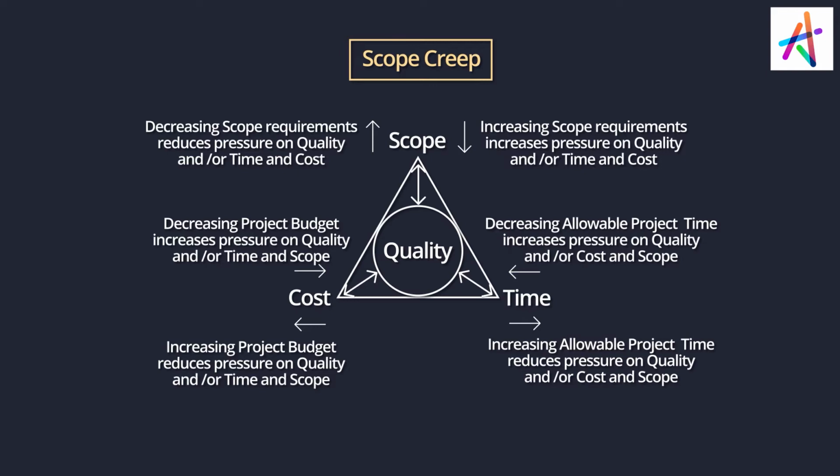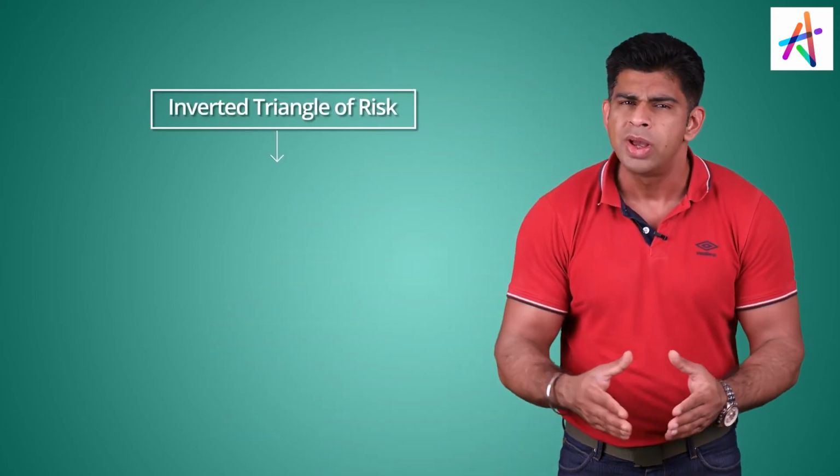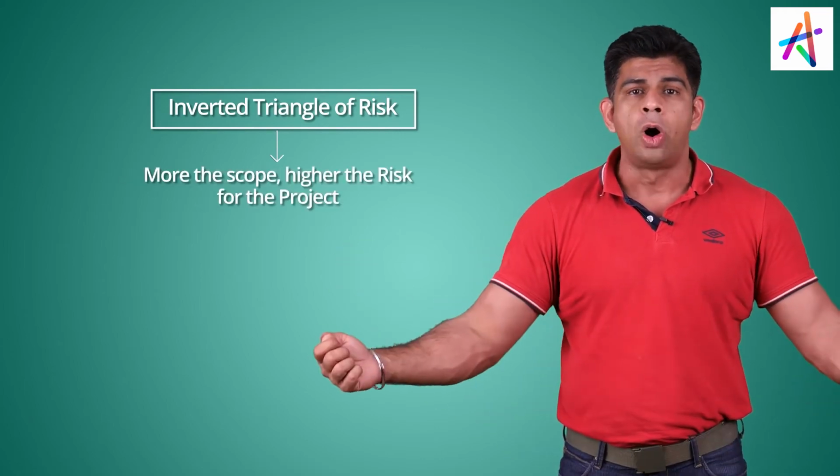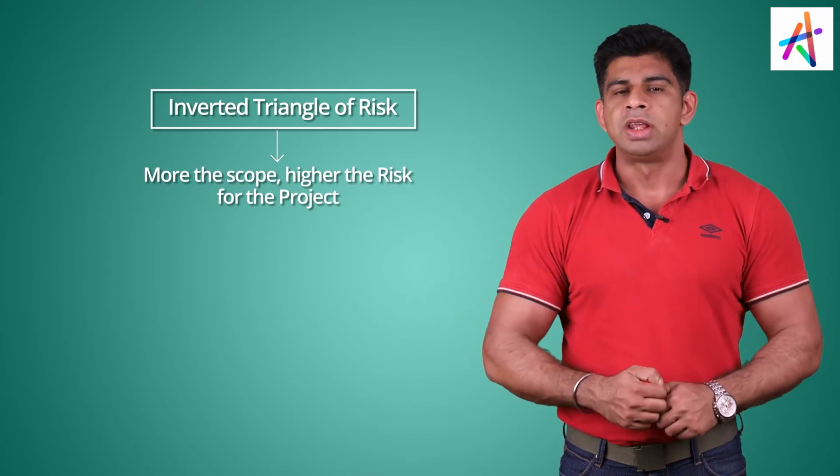So these constraints typically compete with each other, are never the same, generally change over a period of time and are often interrelated. The constraints that I've just spoken about typically include TCS: time, cost, scope. Within that we said there is a circle of quality and an inverted triangle of risk. Why do I say inverted triangle of risk? The bigger the triangle, that means the more the scope, the higher is the risk for the project.